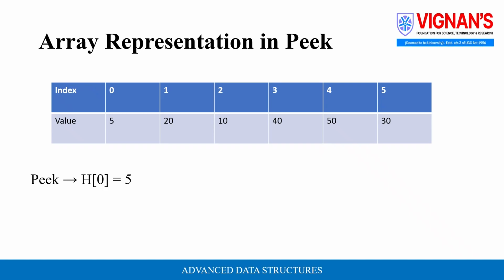In the peek operation, we directly access the first element of the array. Therefore, peek returns h[0], which is 5. The heap remains unchanged after the peek operation.